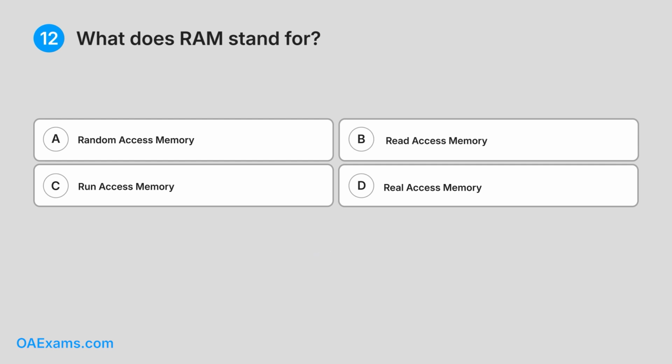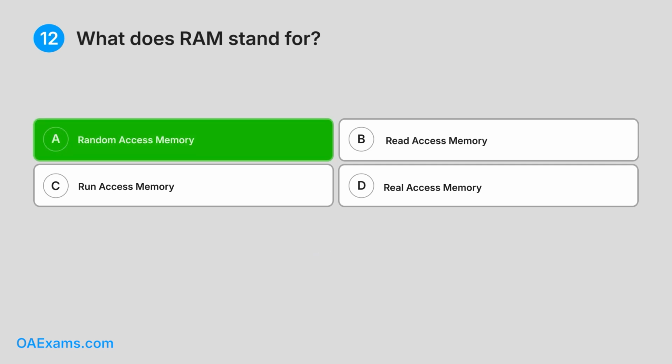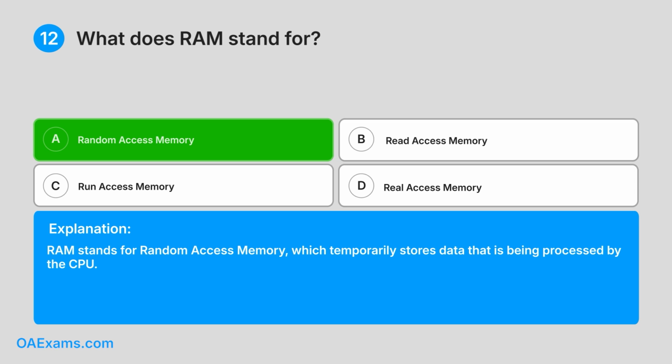Correct answer. A. Random access memory. Explanation. RAM stands for Random Access Memory, which temporarily stores data that is being processed by the CPU.